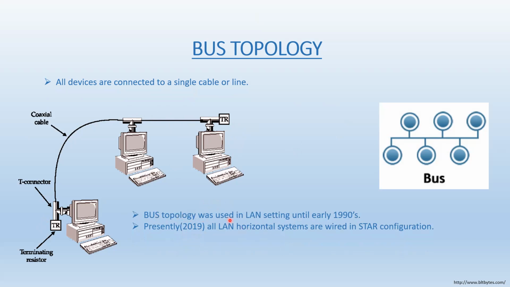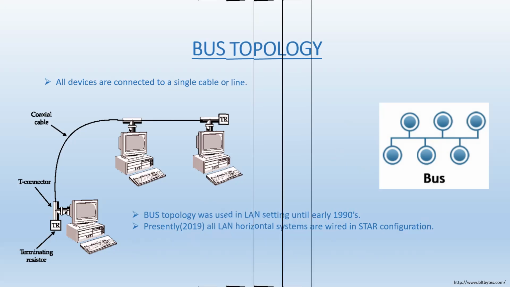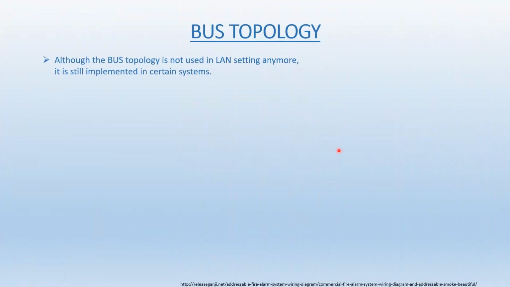Bus topology was used in LAN settings up to the early or mid 1990s. Presently, well, now it's 2025, all LANs are wired in the star configuration. That doesn't mean that the bus topology has been wiped out from planet Earth. Although the bus topology is not used in LAN settings anymore, it's still implemented in certain systems.